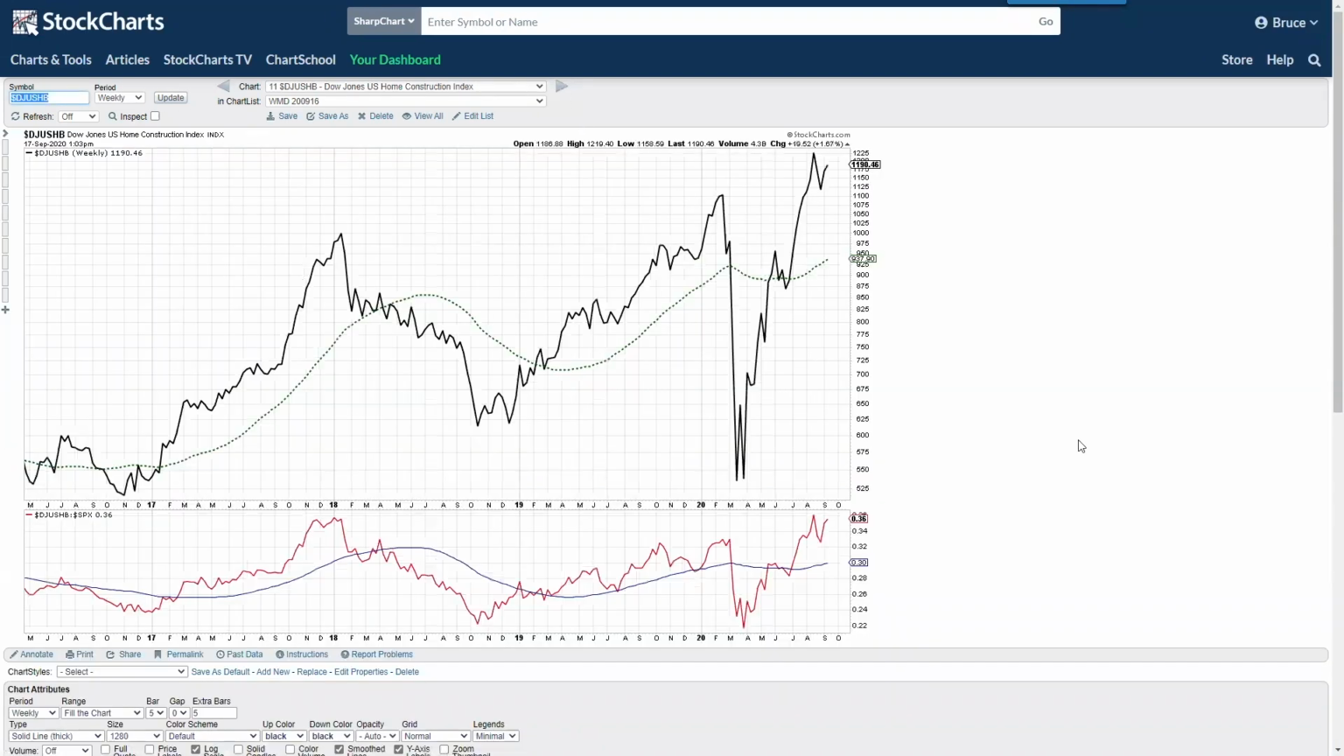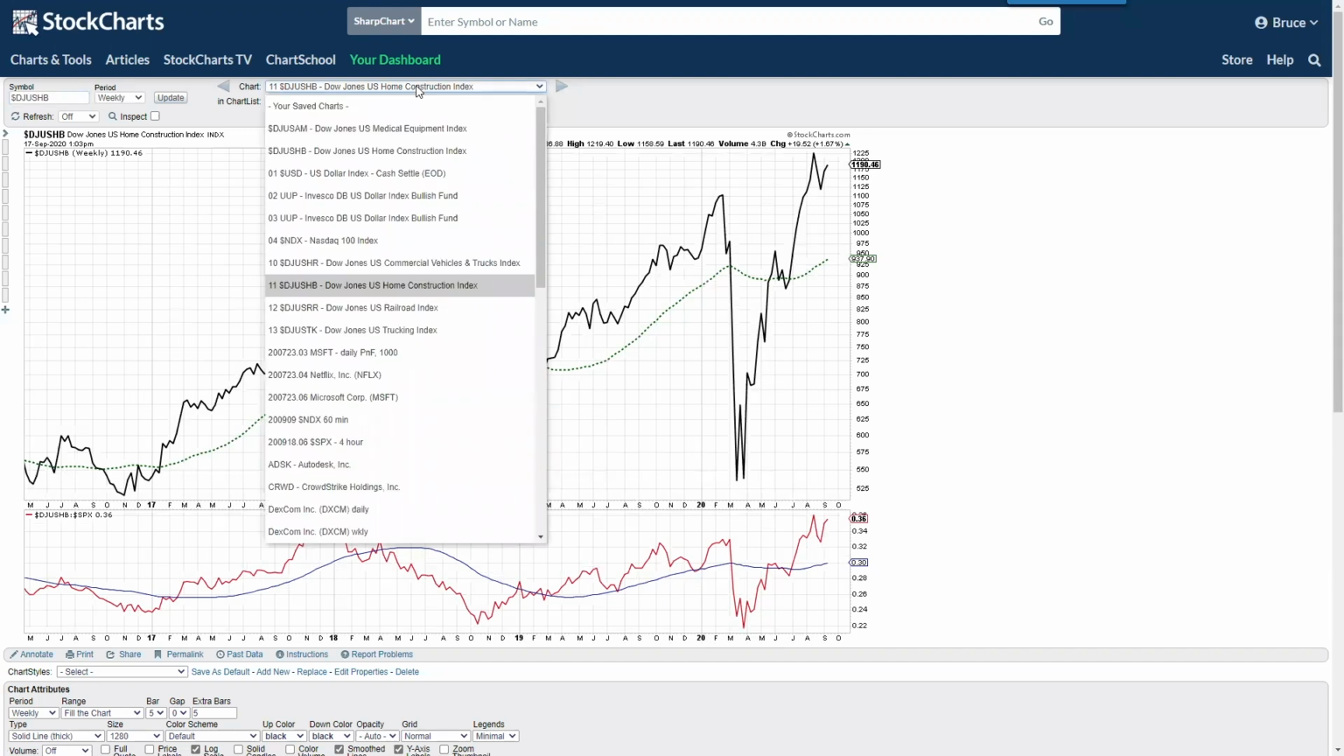Here is home construction. Notice that home construction again has been in a large, wide-ranging trading range. This could be a large accumulation. Notice now that relative strength is in an uptrend. It's confirmed up. Here are the prior highs back in 2017, 2018, and now home construction is taking out that peak on relative strength.